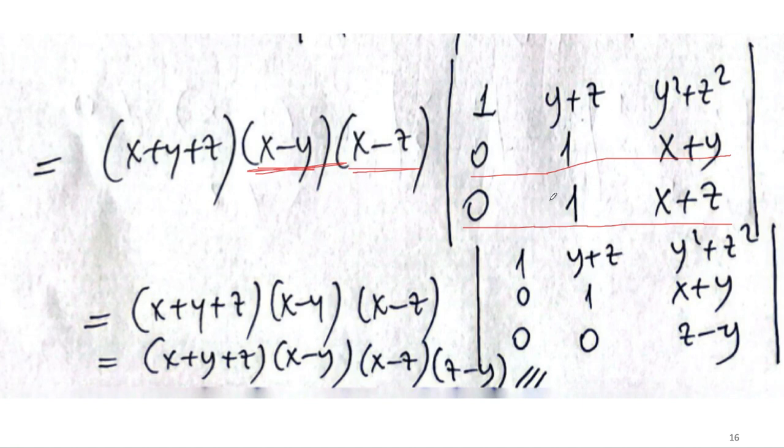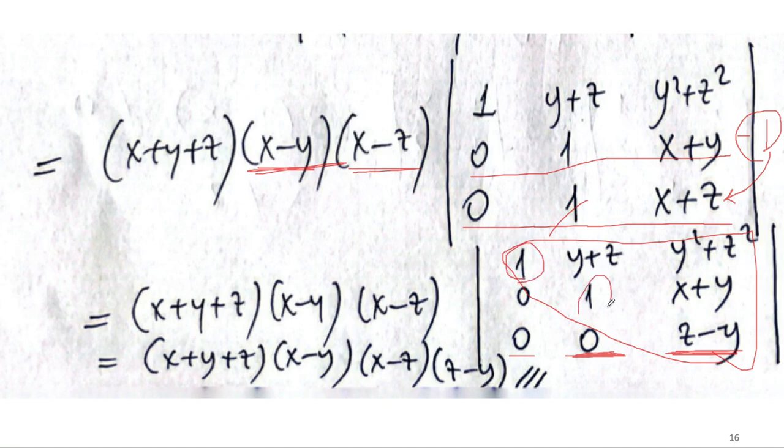And then one more step: multiply the second row with minus 1 and then add to the third row, so I get rid of this 1. It becomes 0. x plus z minus x minus y gives me z minus y. Finally, we get our upper triangular matrix here. So the determinant is the multiplication of these diagonal terms times the coefficients that we factored out. These are the coefficients that we factored out, and then times z minus y, which is the last diagonal element. So that's the result of this determinant calculation.